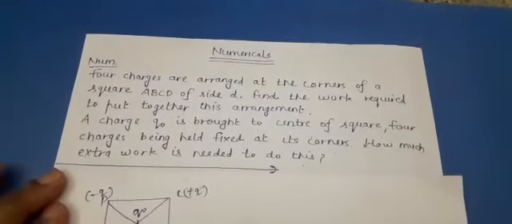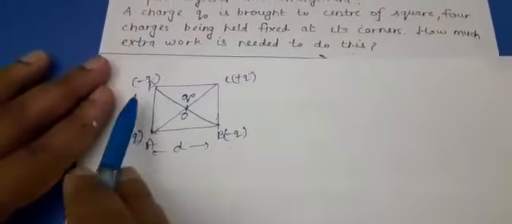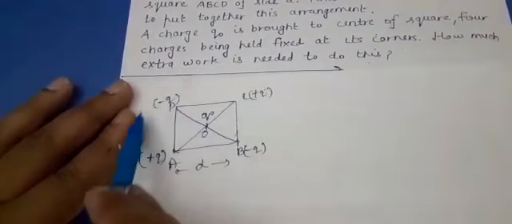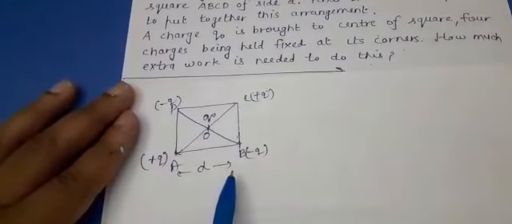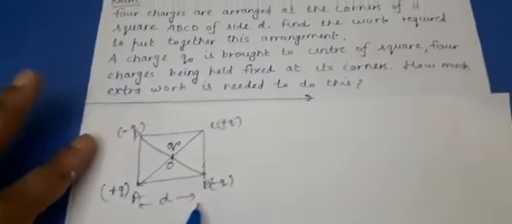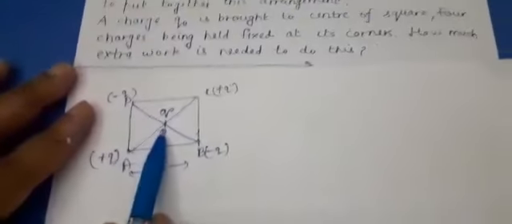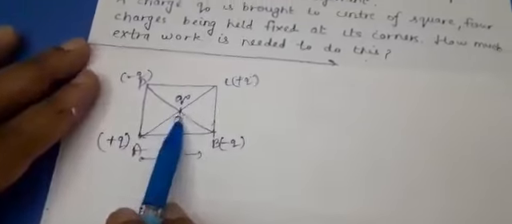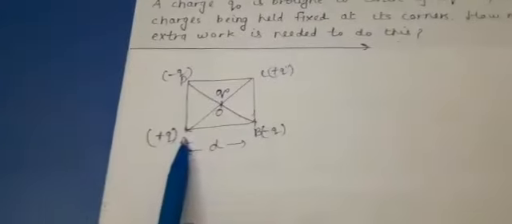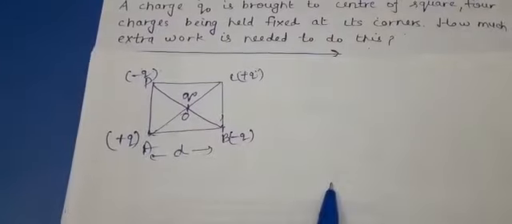See, as per the statement, 4 charges are placed fixed at the corners, and their charges and polarity have been mentioned in the figure. Now, first of all, you have to find the total work required to put together this arrangement. It means, in simple terms, you have to find the total potential energy of the system. In the second part, it is given that if Q0 is brought to the center of the square and these charges at the corners are fixed, how much extra work is needed to do this? What will be the extra work done?